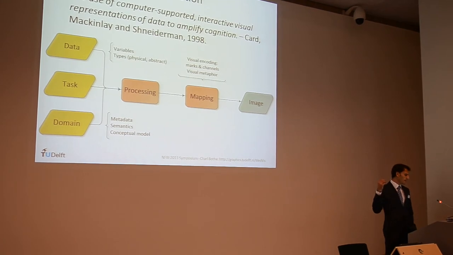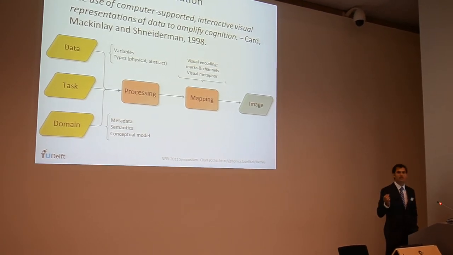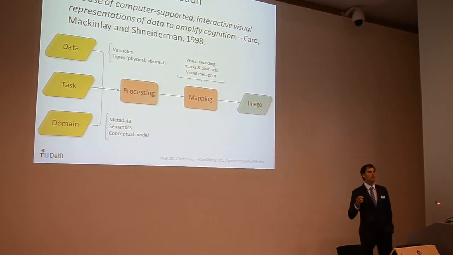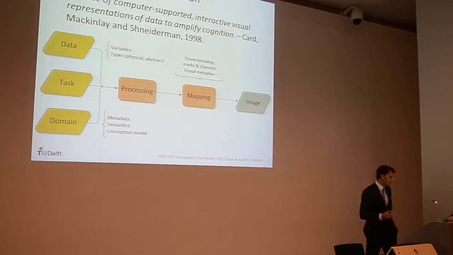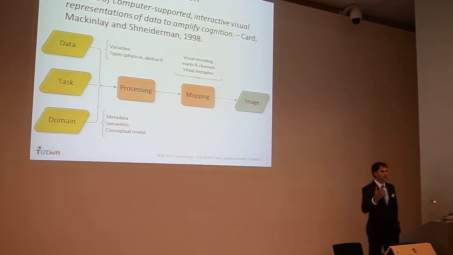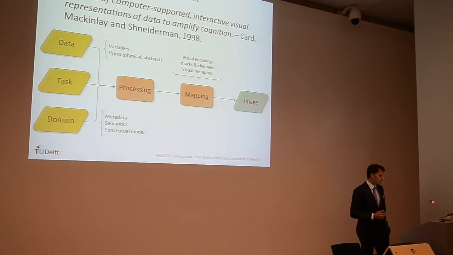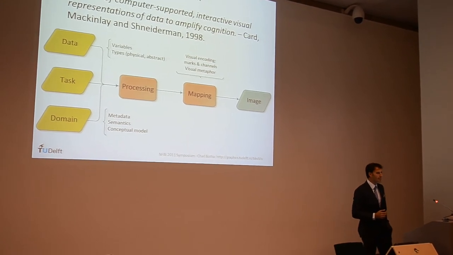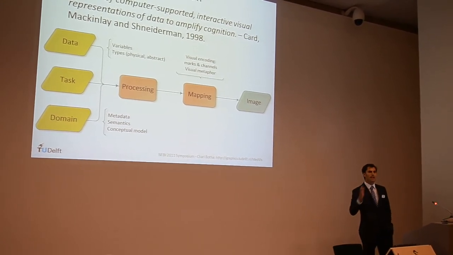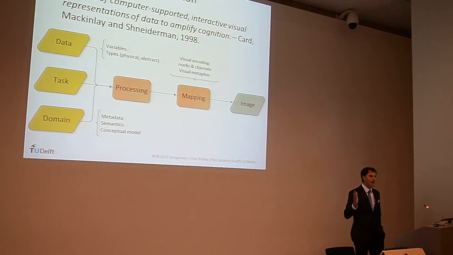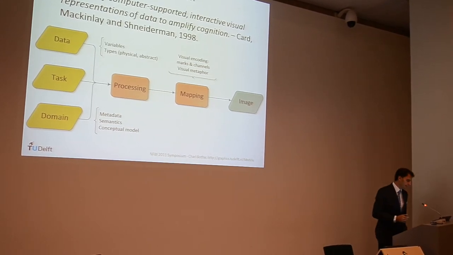A visual channel that you can think of, for example, is position or size or orientation. These are all things that we can use. And once you've made this decision, based on some knowledge in visualization that I'll get to in the next slide, you can generate an image. And if you've done everything right, you manage to amplify human cognition in looking at the data.